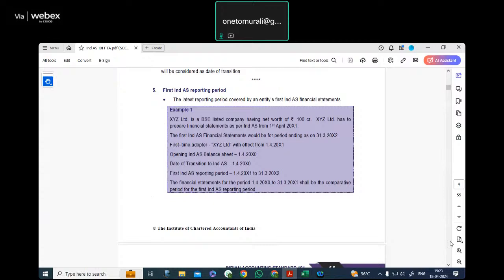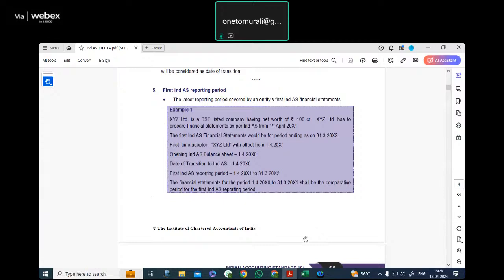And one more thing: when you take up first time adoption, say, for example, if it is 1st of April 16, it is the first time adoption. We are not expected to change for that particular year alone. Even the comparatives of the previous year, you have to take up from 1st of April 15 onwards. So now the first Ind AS reporting period, I am just giving you an example there, and against this particular topic, we will solve two problems.